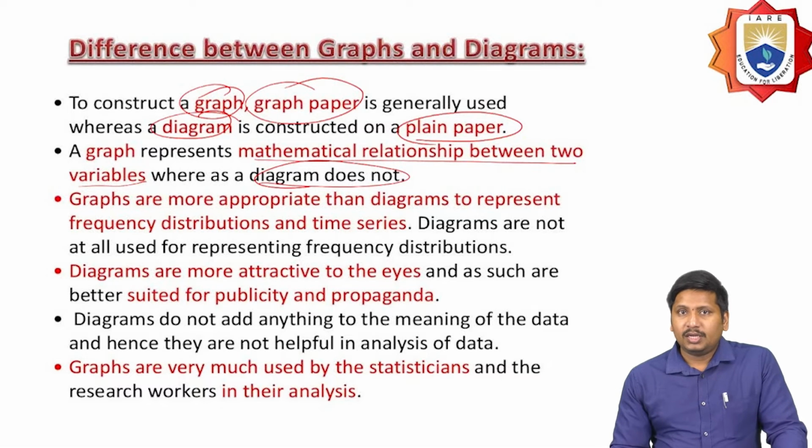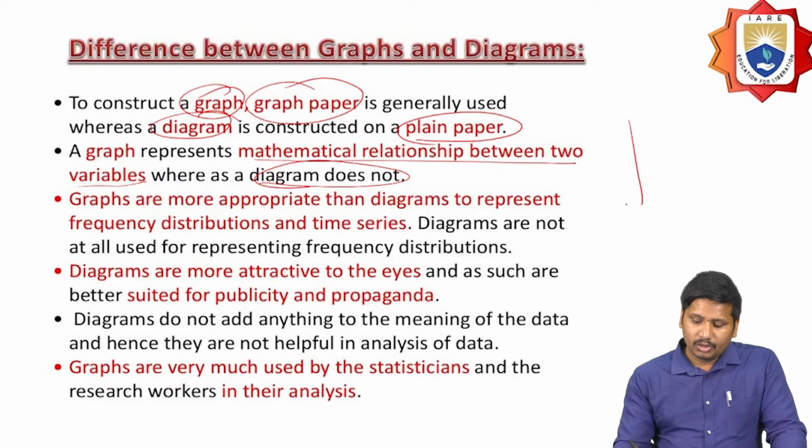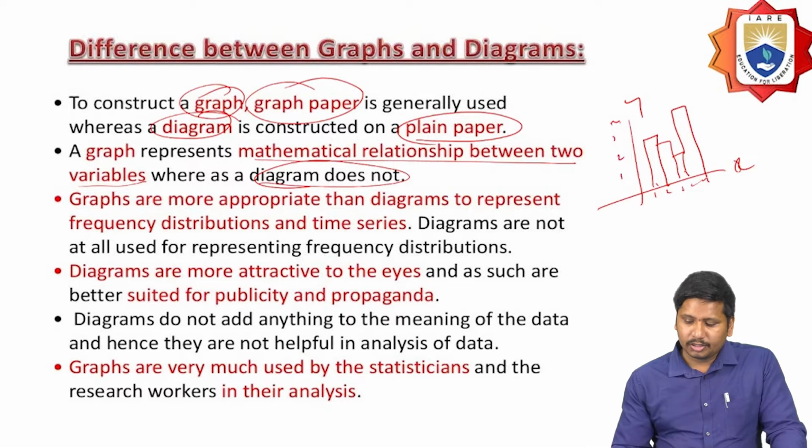So one of the differences is that the graph represents the mathematical relationship between two variables, right? If I take variables x and y, based on the values I can construct it, whether it may be a bar graph, pie chart or histogram, whatever it may be. Based on that, you can see the relationship between x and y. Whereas if I draw diagrams, they do not maintain any kind of relationship between the variables.